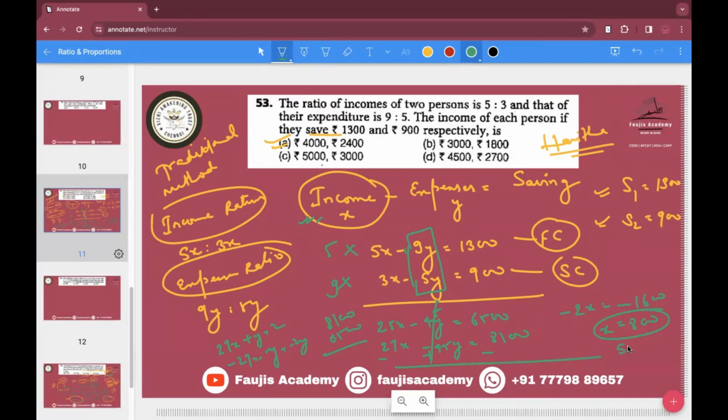So for one person, 5x is the income, and for the other person, 3x is the income. How much is that number, guys? 5x is how much? 5 into 800, which is equal to 4,000. Option A, sir. Yep, absolutely. Option A.